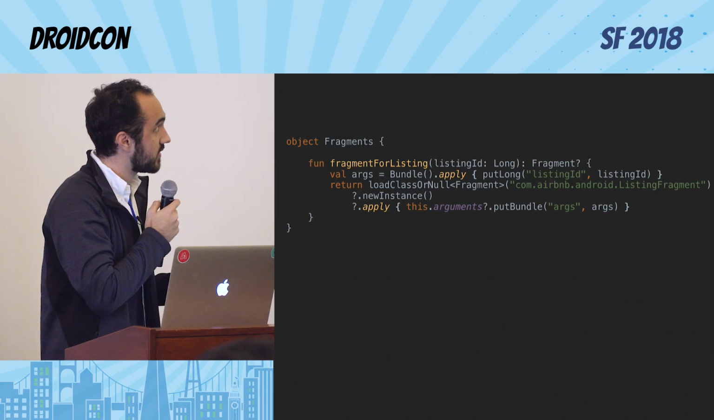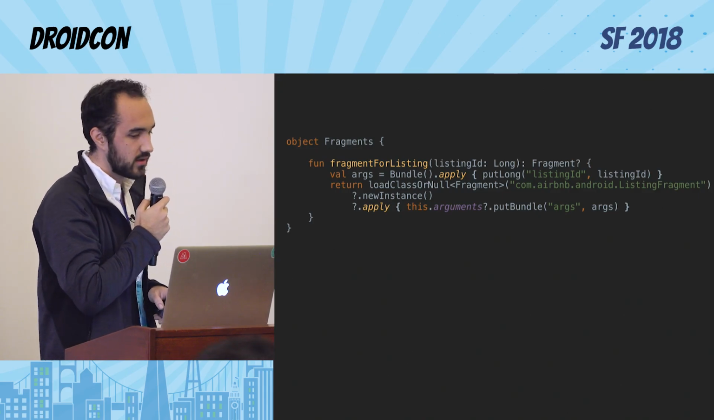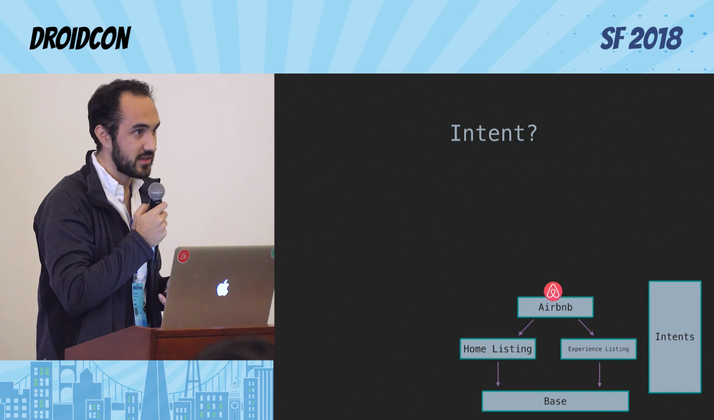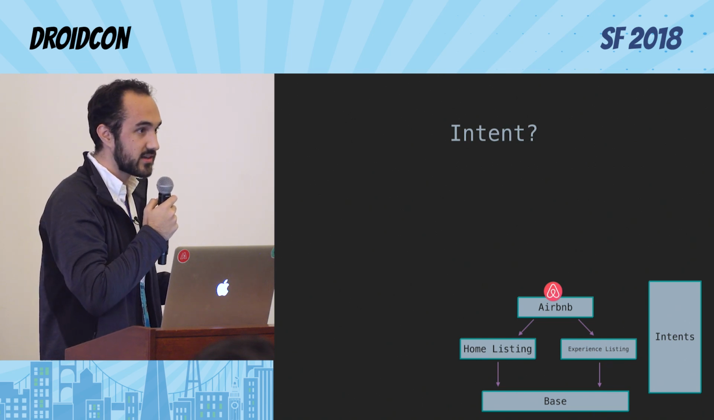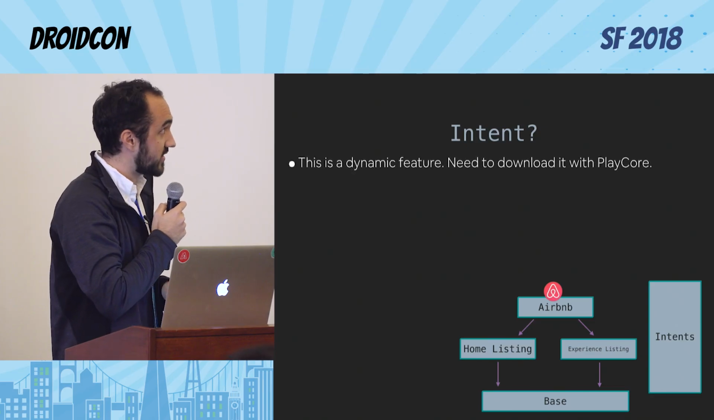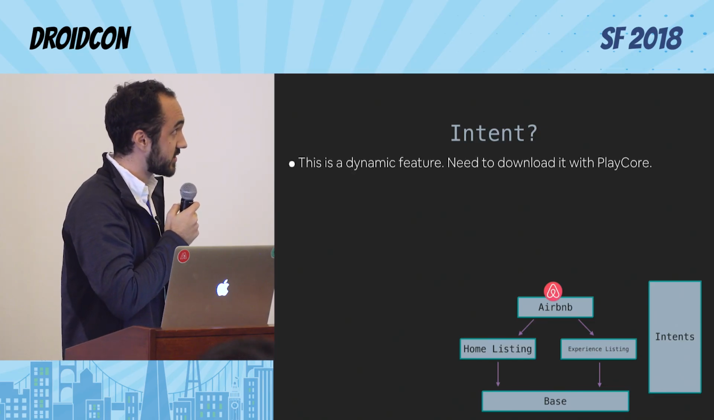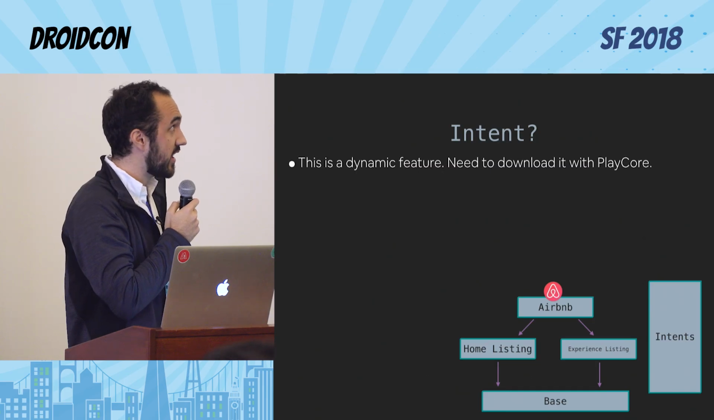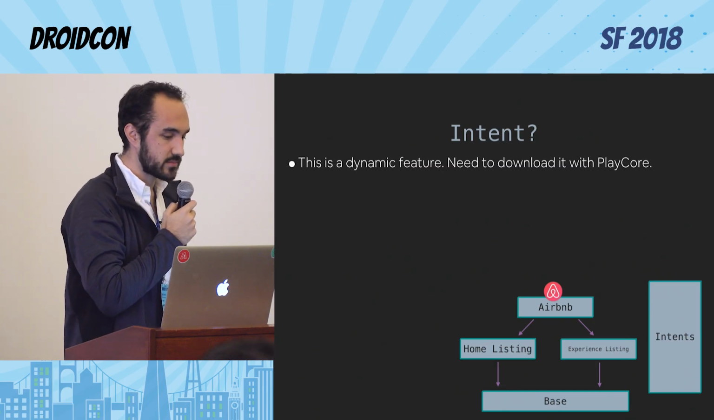And I think the power of this model is the fact that the code that you get back is nullable. And it's becoming increasingly clear that there are cases, valid cases, where something that you're navigating to is going to be null, especially if you're going to try to start leveraging dynamic features. There's a very good chance that what you're navigating to doesn't exist in your APK, and you need to go to the Play core library to download it.